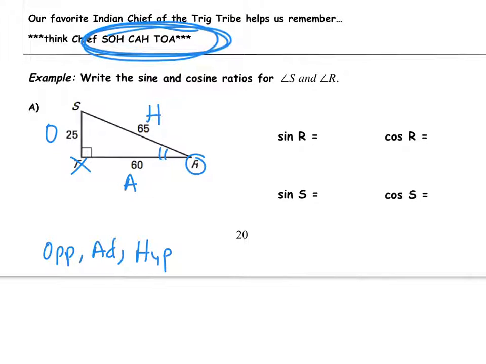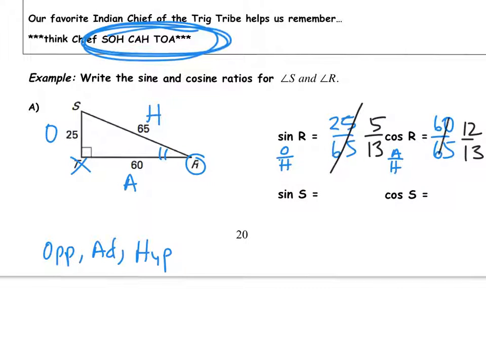The hypotenuse. Okay? So sine, which is opposite over hypotenuse, in our case is going to be 25 over 65. Cosine, which is the adjacent over the hypotenuse, is going to be 60 over 65. Okay? And then Destiny asked about simplifying. Let's simplify these to 5 over 13, and then 12 over 13. All right? Questions there? I'm not writing them down.